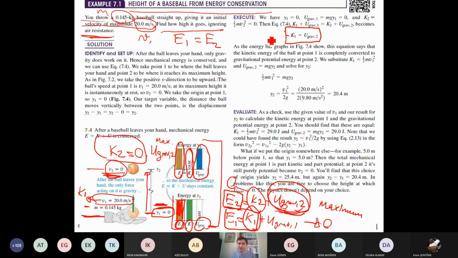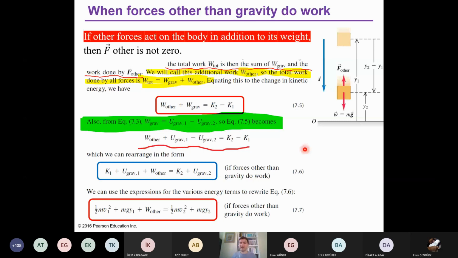Then write the initial kinetic energy here, 1/2 m v1 squared, and it is equal to the gravitational potential energy at the maximum height, m g y2. Then if you take y2 from this expression, you can find 20.4 meters. Any question here? Okay, up to this point, we have considered that only gravitational force does work on the object.